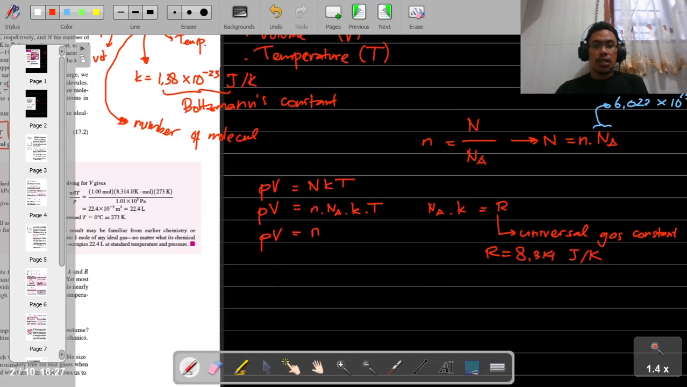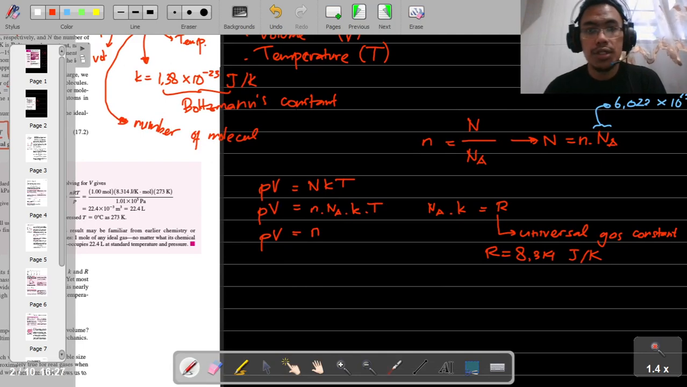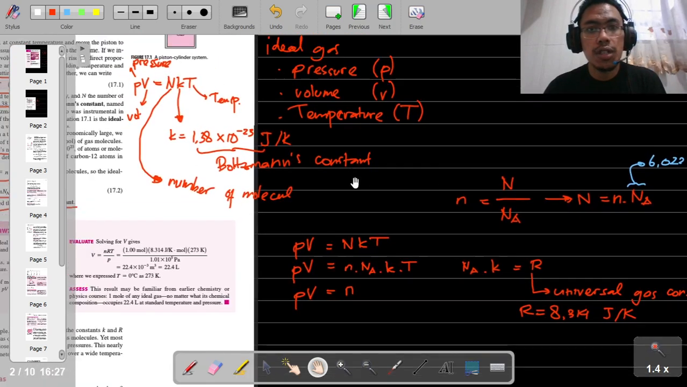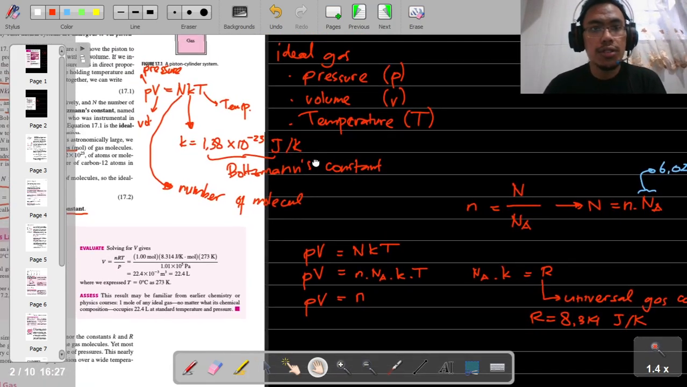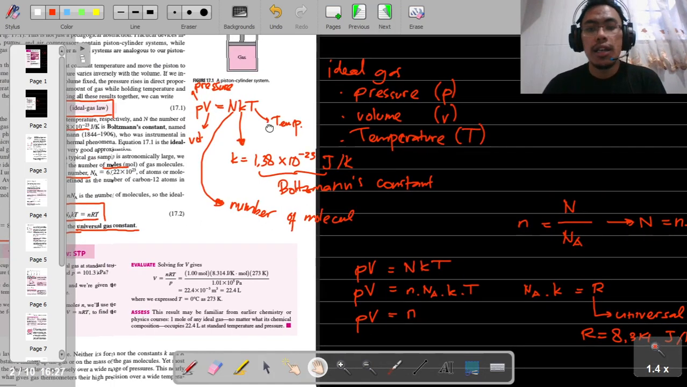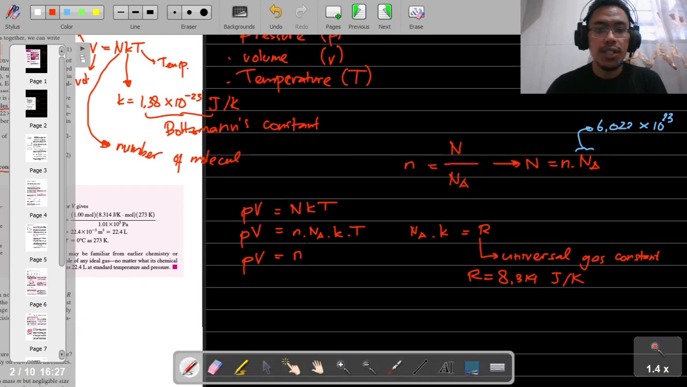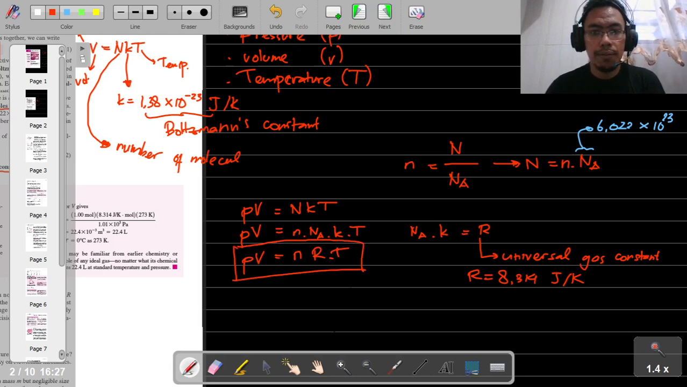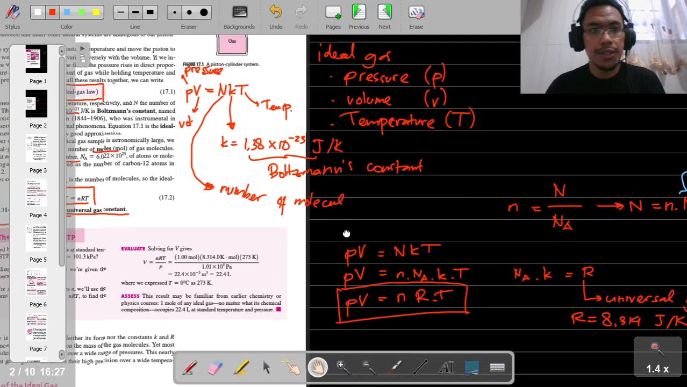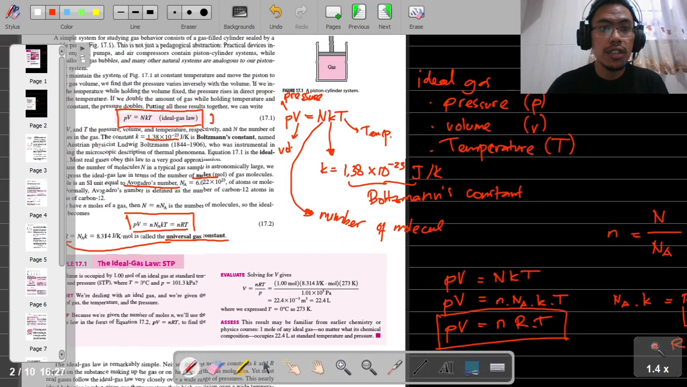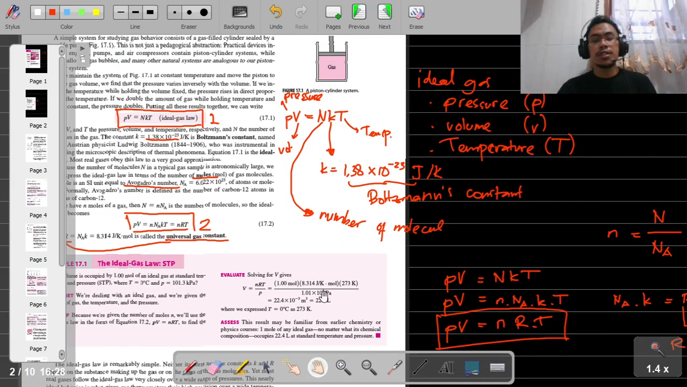Okay, so until this step, we already have two kinds of ideal gas law equation. The first one is PV equals NkT, and the other one, because we have the moles of molecules, is PV equals nRT. So this is the first equation, and this is the second equation.